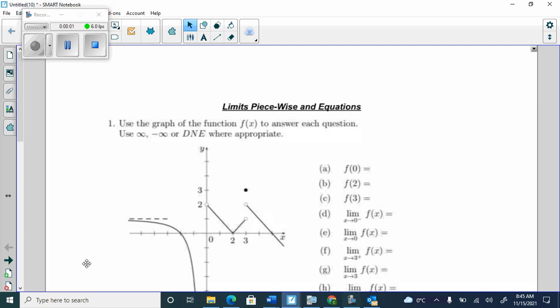Limits, I'm going to repeat myself. Limits are what the value is approaching from the left and right, not necessarily what the value is at that x. So an example.